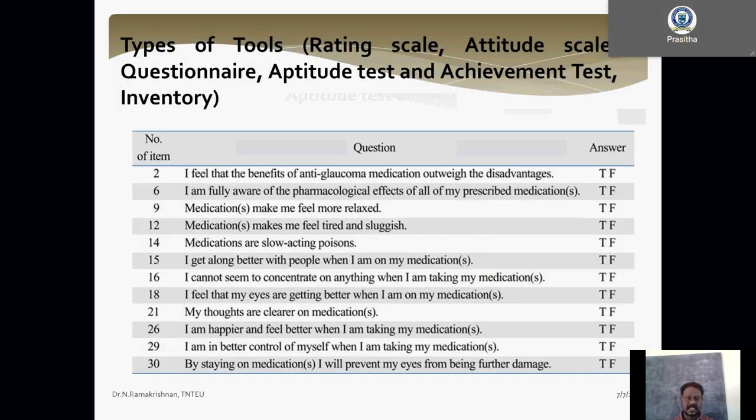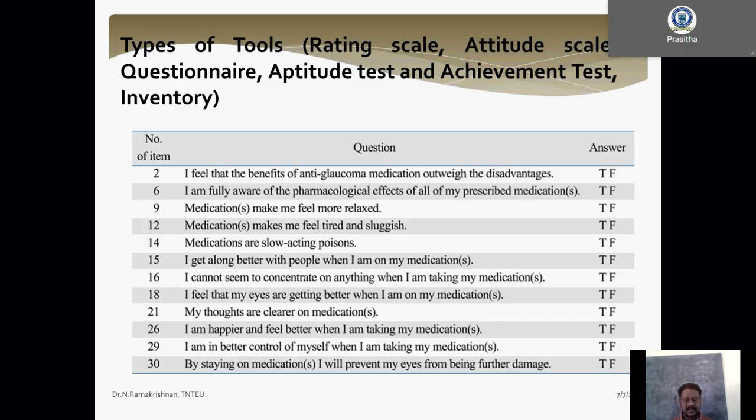Again, let me read these questions for better understanding. This is a medical test. I feel that the benefits of anti-glaucoma medication outweigh the disadvantages. This is true or false? I am fully aware of pharmacological effects of all my prescribed medications. Medications make me feel more relaxed. Medication makes me feel tired and sluggish. Medications are slow-acting poisons. I get along better with people when I am on my medication. I cannot seem to concentrate on anything when I am taking my medications.